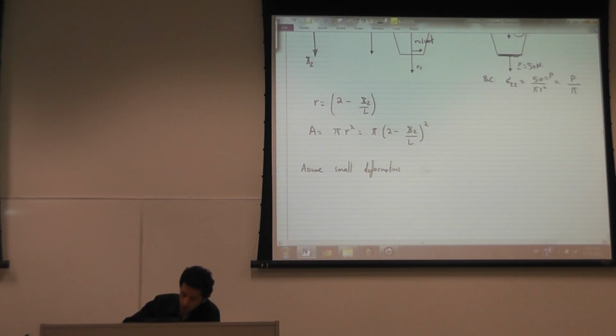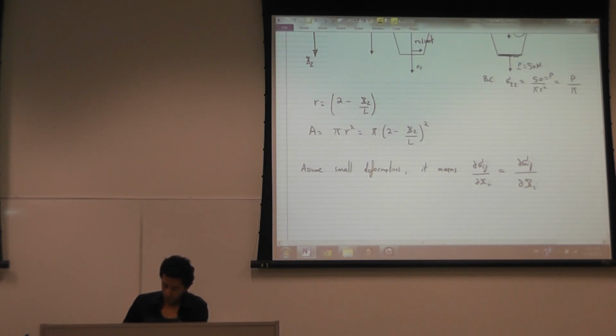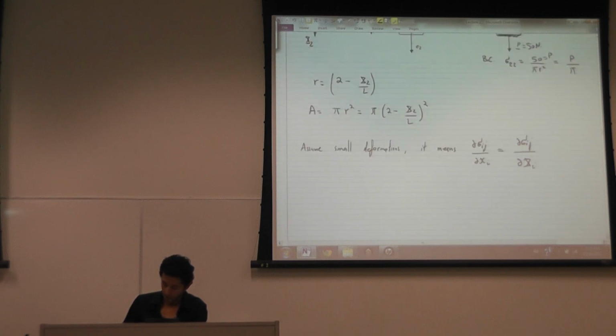What does assuming small deformations mean? It means partial sigma ij by partial small x i is equal to partial sigma ij by partial capital X i. So for small deformations, it doesn't really matter which coordinate I'm using. It matters for large deformation.